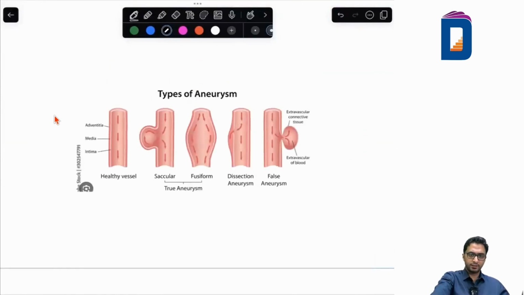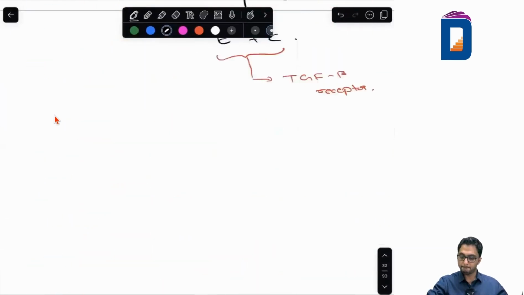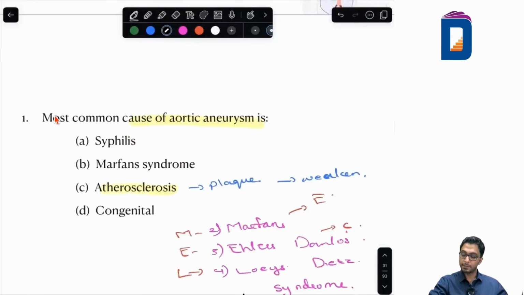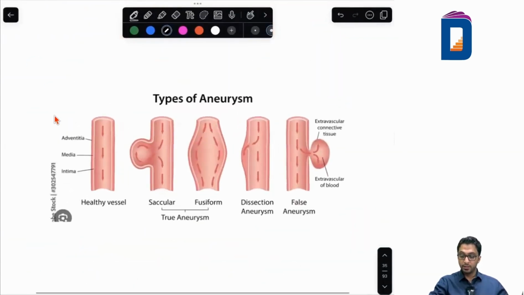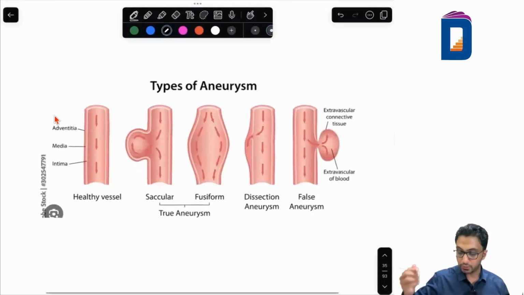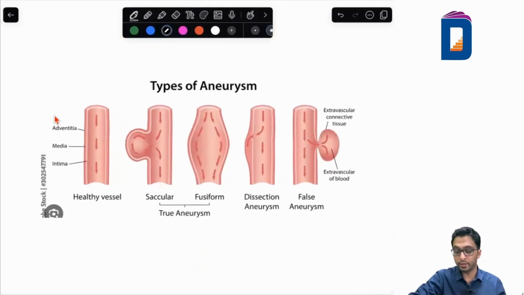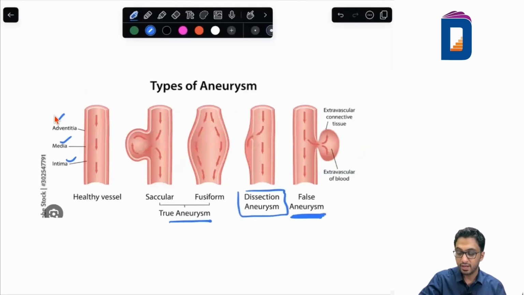This is another thing which you should be aware of. Just to teach you a little bit of basics here, but did I miss any question? No. Okay, on aneurysm only. So basically, this is what I was talking to you about. Your three layers: adventitia outside, media in the middle, intima. So you have got a true aneurysm. There's a possibility of a false aneurysm, and there is also dissection.